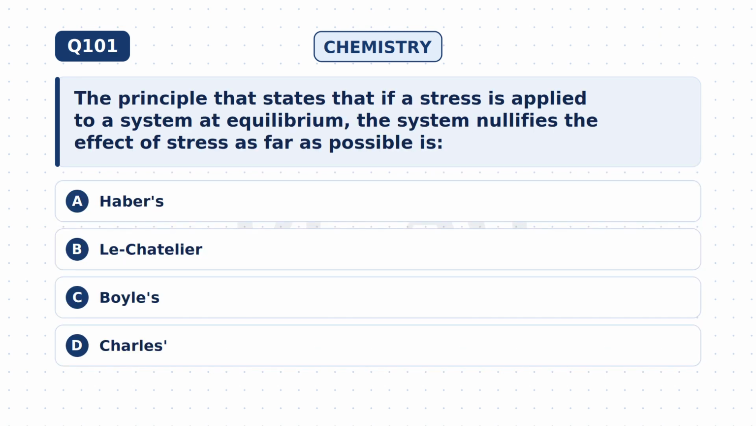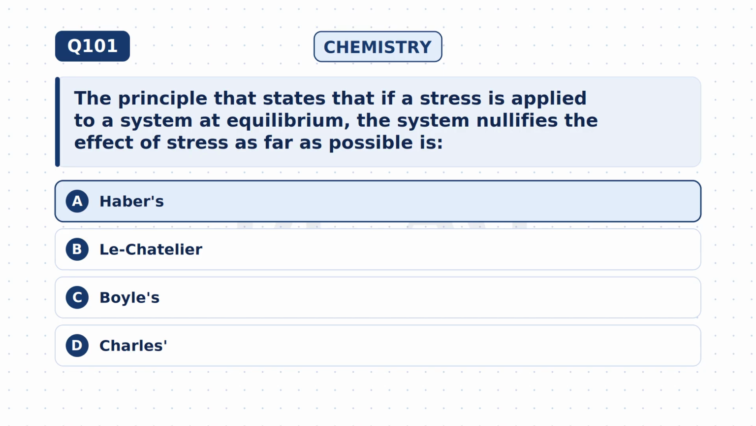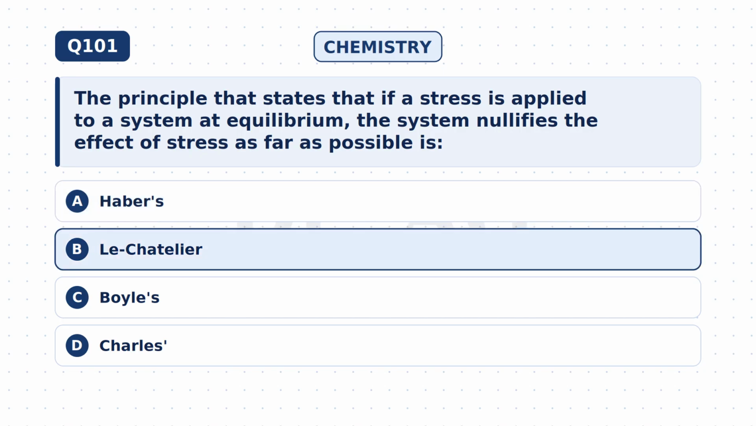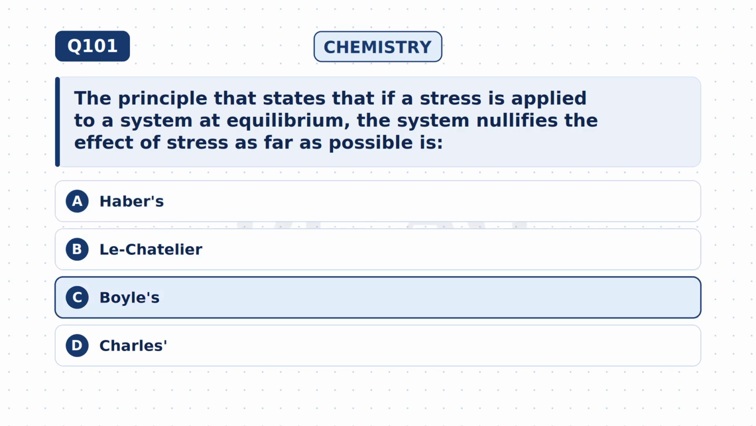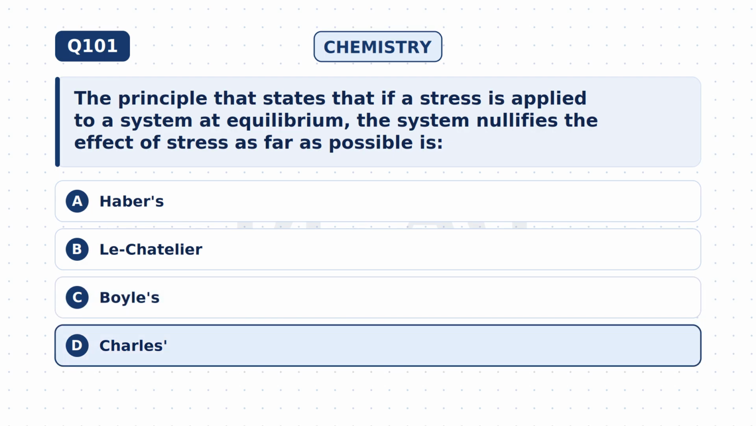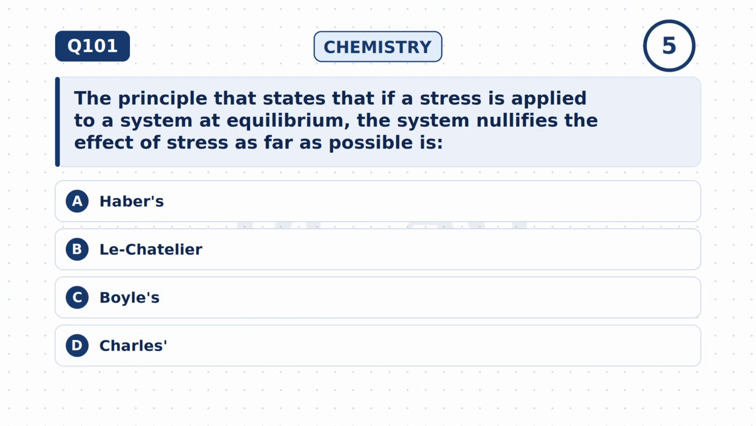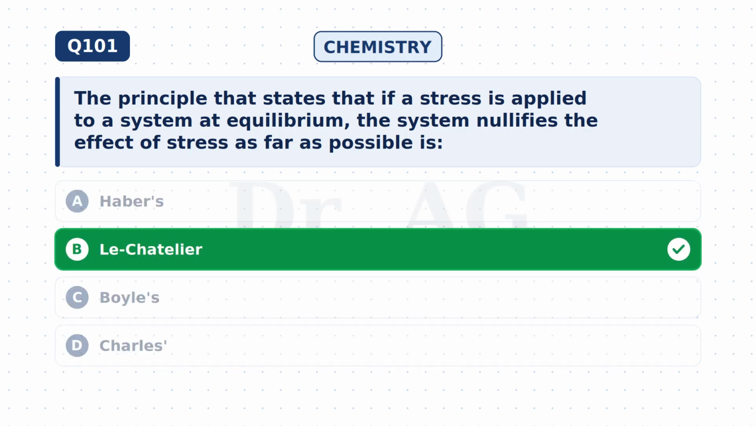Question 101. The principle that states that if a stress is applied to a system at equilibrium, the system nullifies the effect of stress as far as possible is Option A, Haber's. Option B, Le Chatelier. Option C, Boyle's. Option D, Charles. The correct answer is B, Le Chatelier.